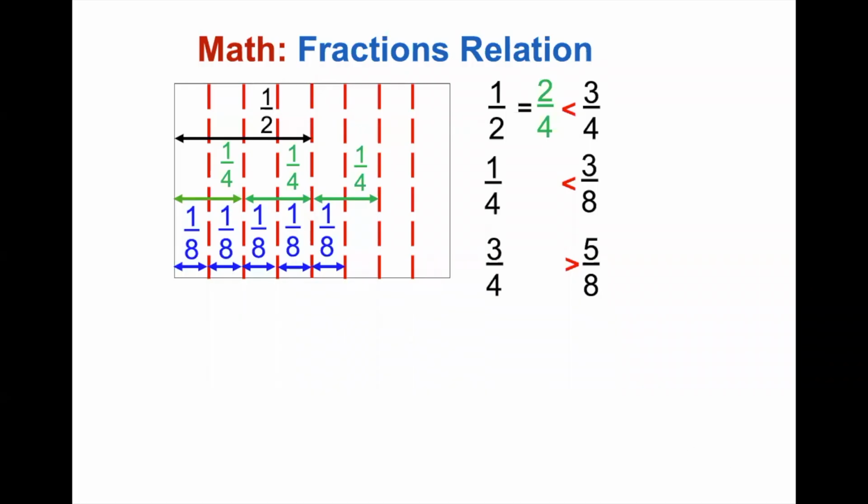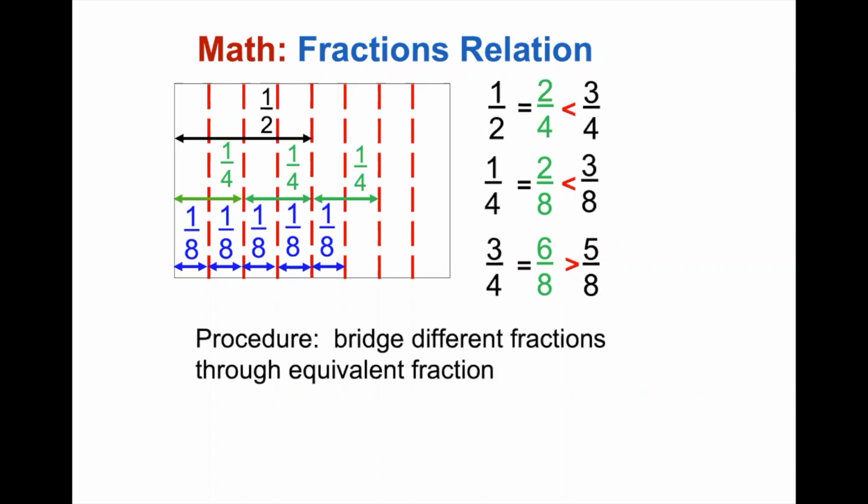Next, 1/4 is equivalent to 2/8, which is smaller than 3/8. Finally, 3/4 is equivalent to 6/8, bigger than 5/8. This is the procedure to bridge different fractions through equivalent fraction. It is critical in arithmetic of fractions.